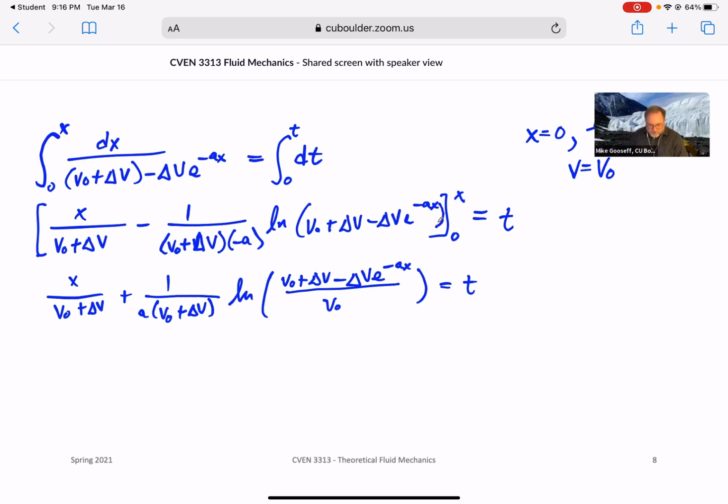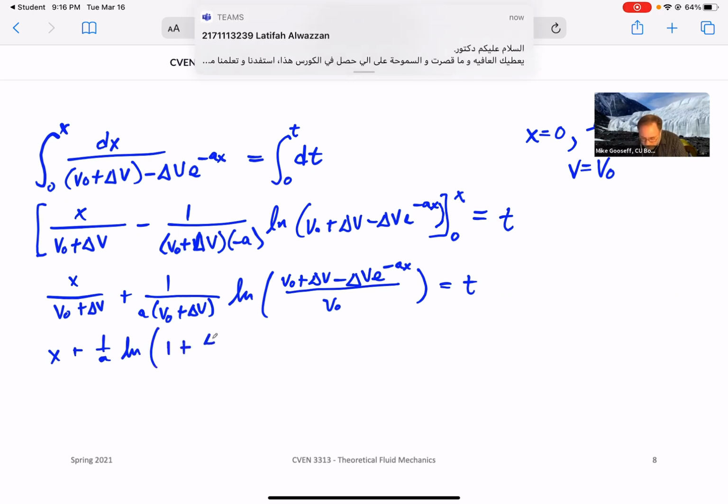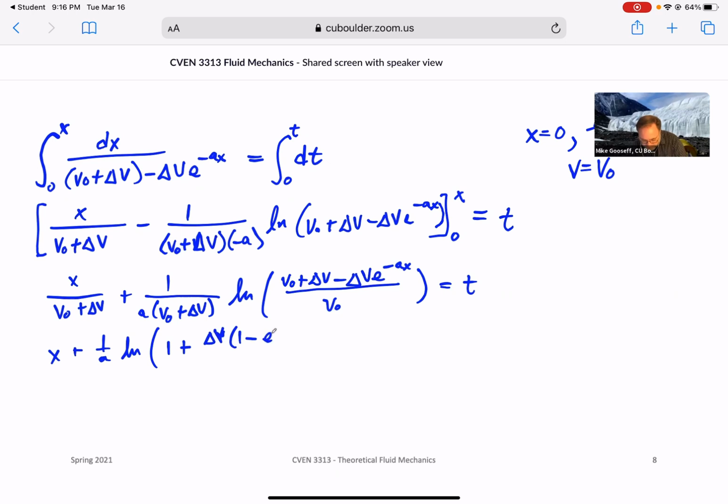Okay, so then we could rearrange this and try to simplify a little bit. So we end up with x plus 1 over a times the natural log of 1 plus delta v times 1 minus e to the minus ax, all of this over v naught, so the 1 plus stays out. So that is equal to v naught plus delta v times t. Okay, so we factored out a v naught plus delta v from the left-hand side, multiplied through by that, so that ends up on the right-hand side.